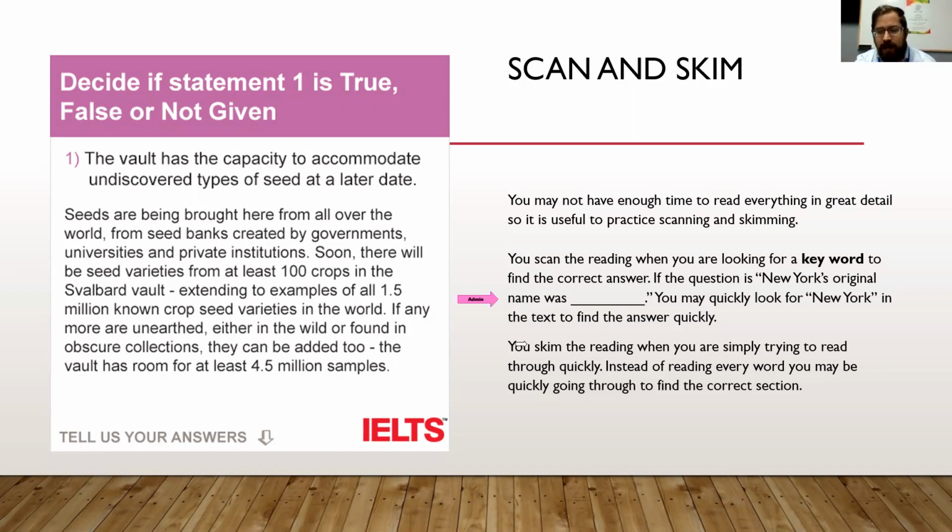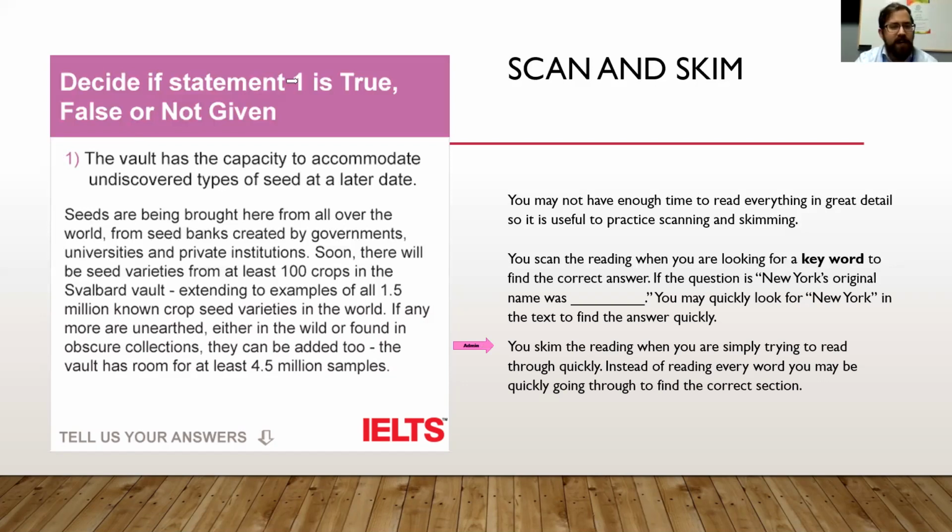And skimming is when you read, but you're just trying to get a sense of it. So you're not reading very carefully. You're just quickly going through, okay, they're talking about socks in here. Okay, they're talking about clothing. This is the part that I need to get the correct answer. So let's look at an example of this.